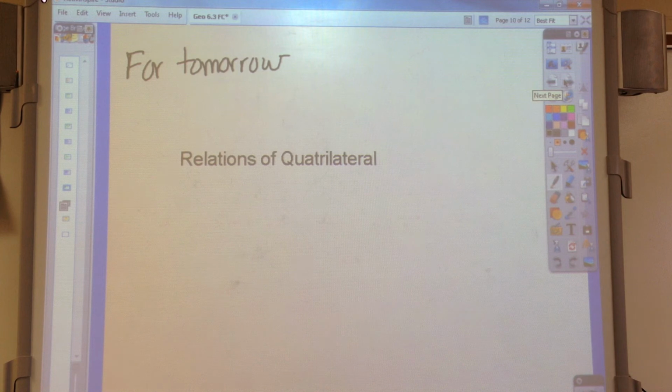For tomorrow, I want you to draw a relationship chart between all the 7 quadrilaterals that we just went over. Put quadrilateral at the top, and then try to draw some hierarchy connecting each of these types of quadrilaterals.